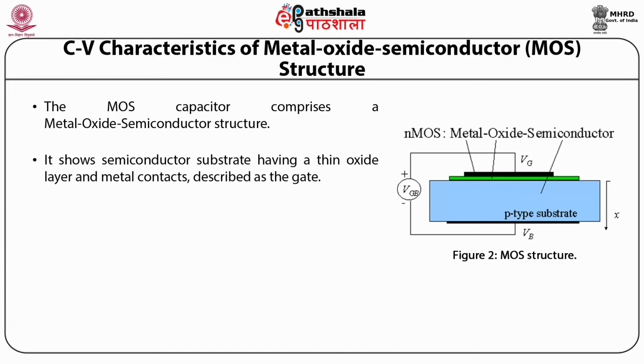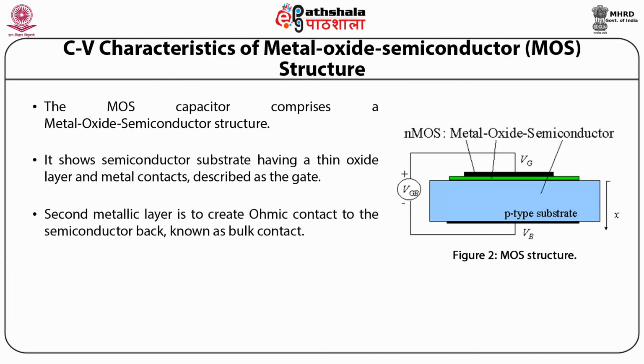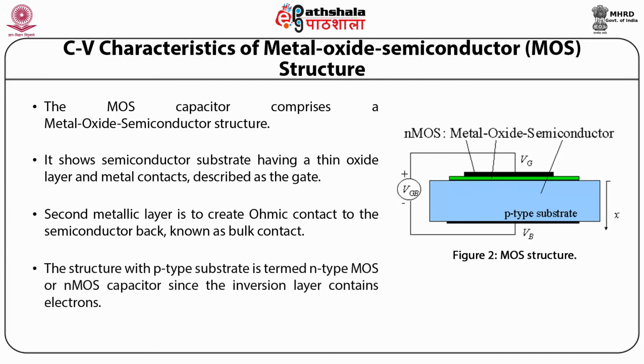It shows a semiconductor substrate which is having a thin oxide layer and metal contacts which is described as the gate. Second metallic layer is to create the ohmic contact to the semiconductor, which is known as the bulk contact. The structure with p-type substrate is termed as n-type MOS or NMOS capacitor since the inversion layer contains electrons.